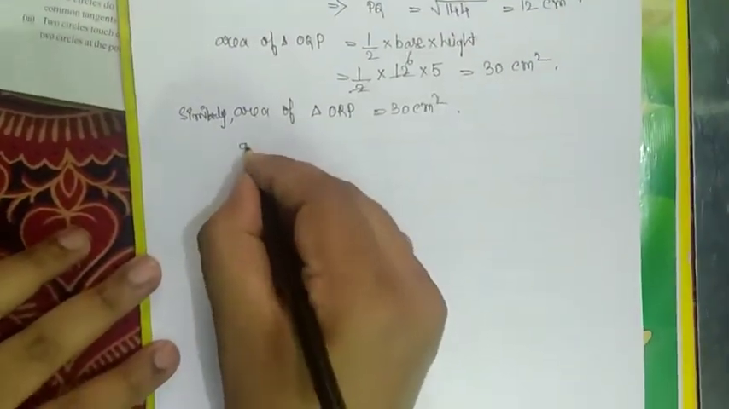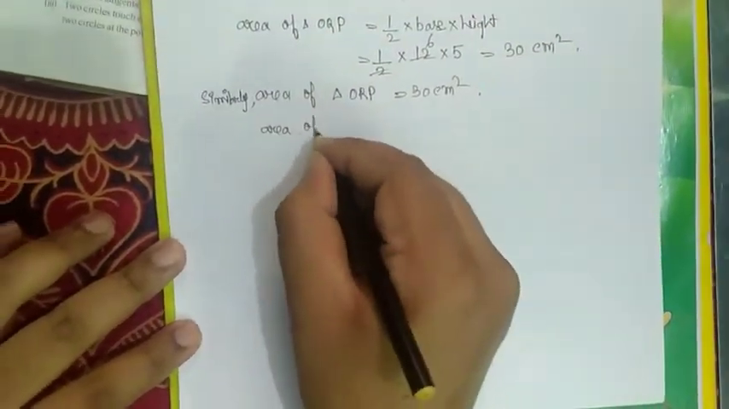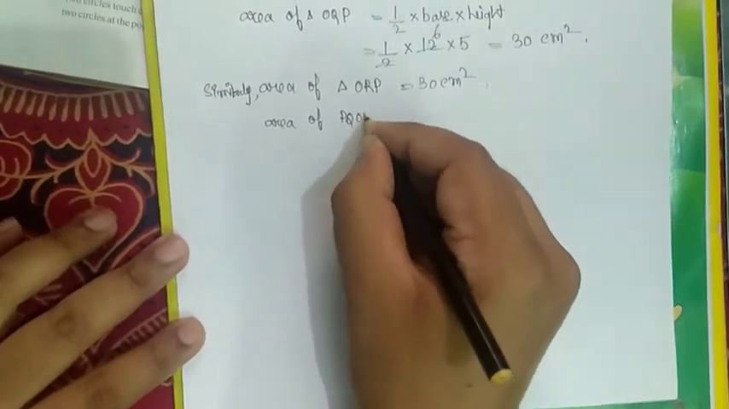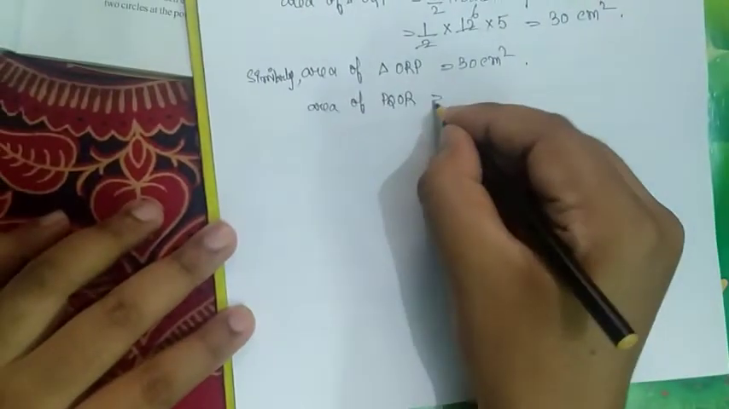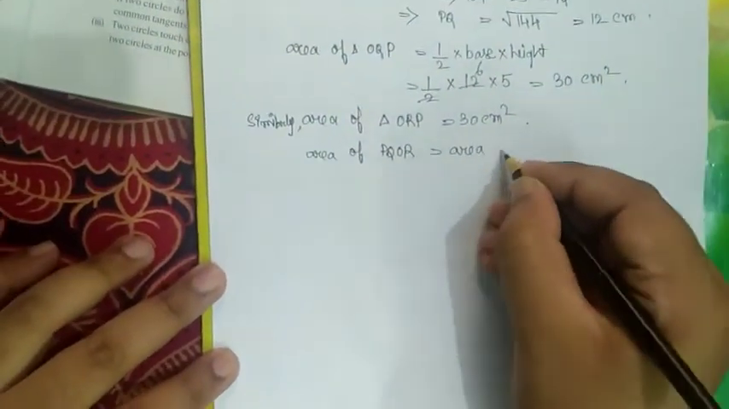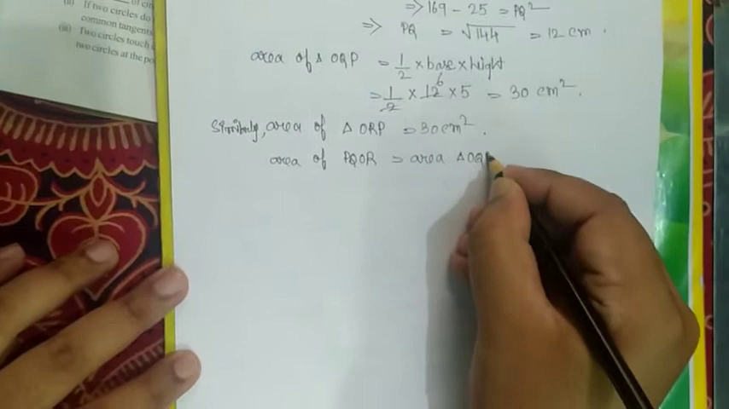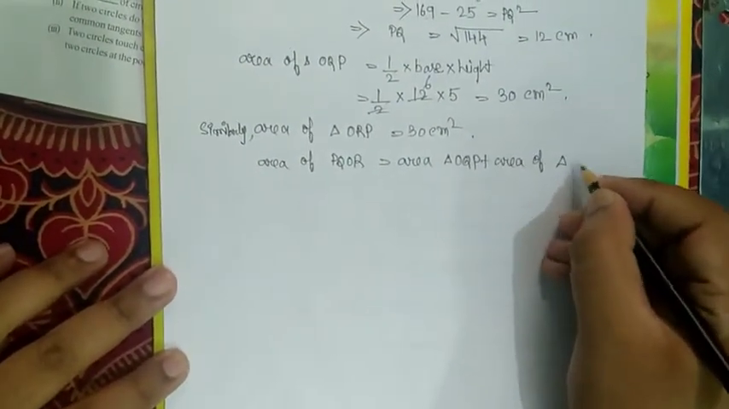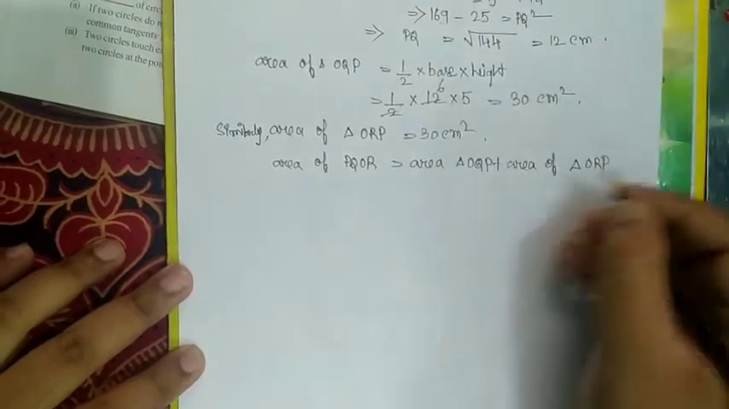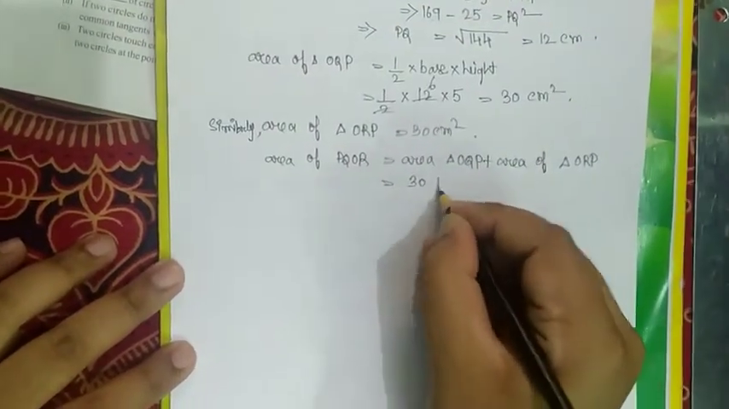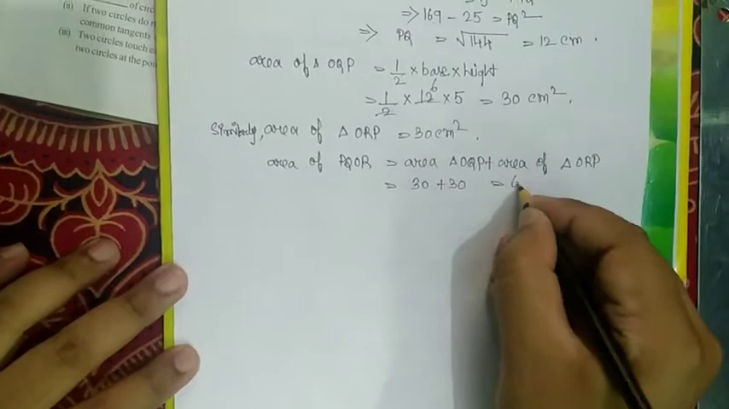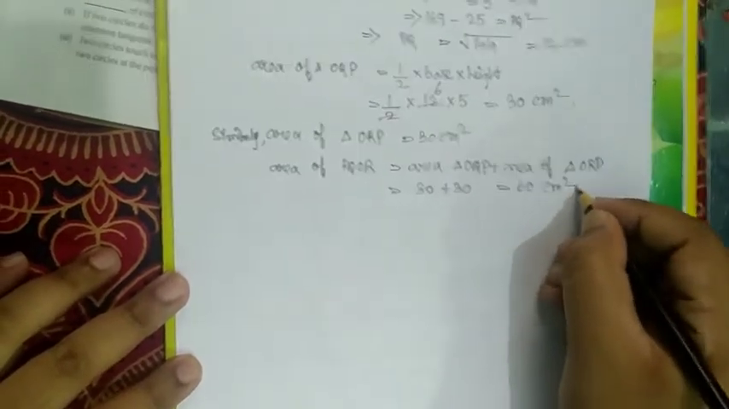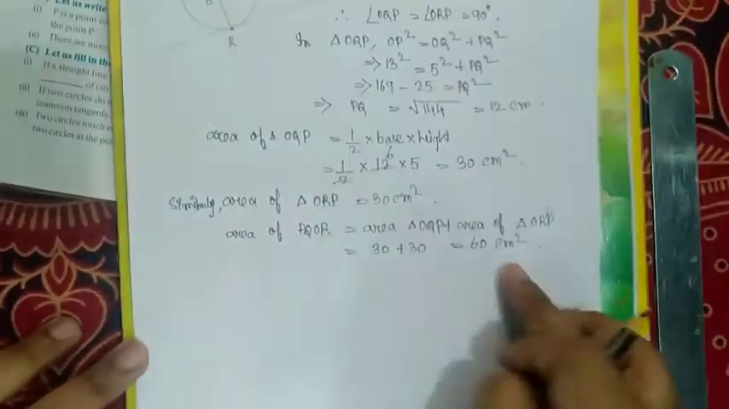So therefore the area of PQOR, this quadrilateral, is the area of triangle OQP plus the area of triangle ORP. So 30 plus 30 equals 60 centimeter square. So the area of this quadrilateral is 60 centimeter square.